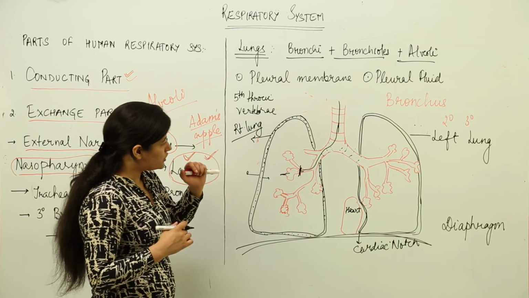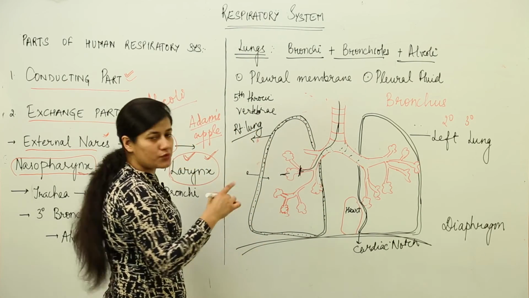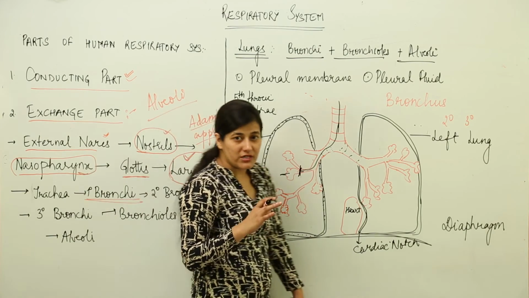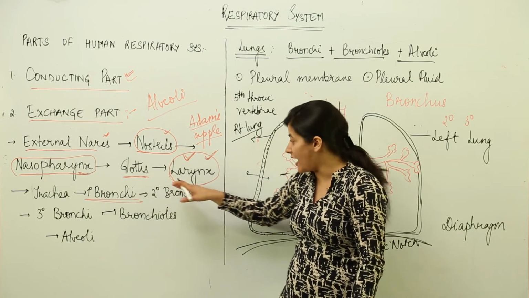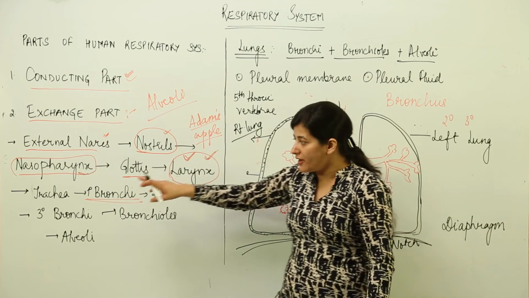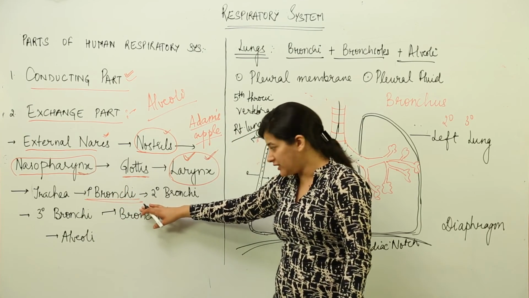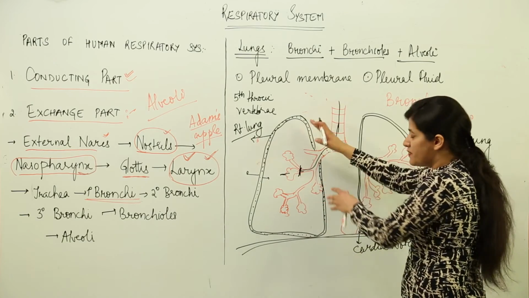Now coming to the conduction part and the exchange part, the air would enter the nostrils, it would pass to the nasal chamber, it would enter the nasopharynx. From nasopharynx, making sure that it enters the windpipe, it will pass glottis and larynx. It would open up into the cartilaginous trachea. Primary bronchi would also be a little bit cartilaginous. Then secondary bronchi and tertiary and bronchioles would be part of the lungs.